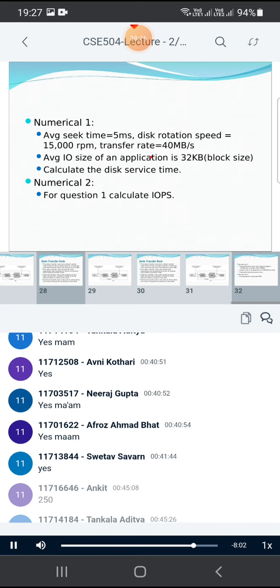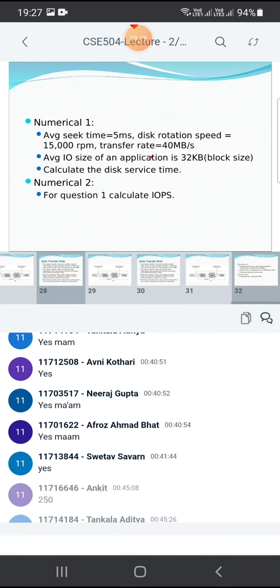In this formula, you are supposed to use average rotational latency. Use average rotational latency. Take 2 minutes, try to find it out and tell me what is the answer.